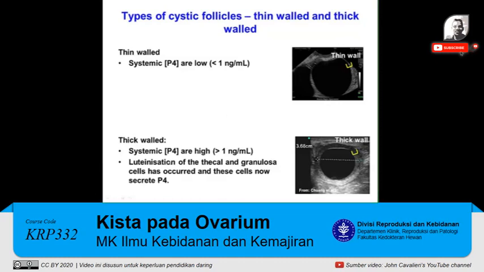Or they'll be thick-walled, in which case the systemic concentrations of progesterone are high, that is, greater than 1 nanogram per mil. What's happened in these cases is the theca and granulosa cells that line the follicle have become luteinized. That is, they've transitioned from estrogen, progesterone and androgen producing cells into progesterone producing cells, and we see that as an increase in the thickness of the wall. So these cystic follicles in this case will be producing progesterone.